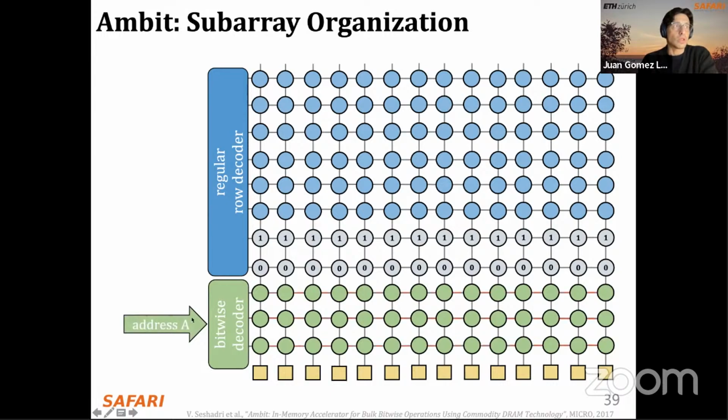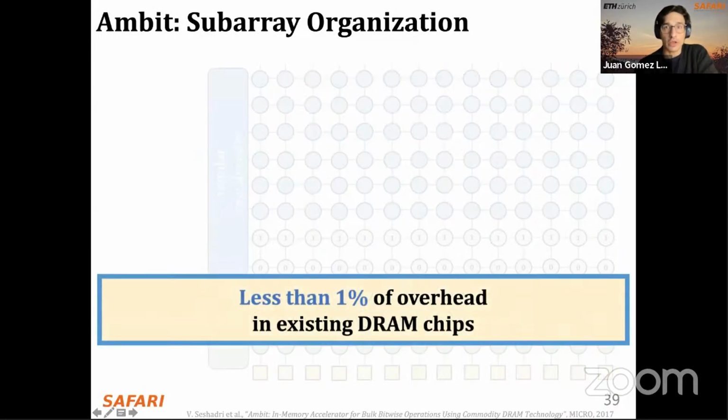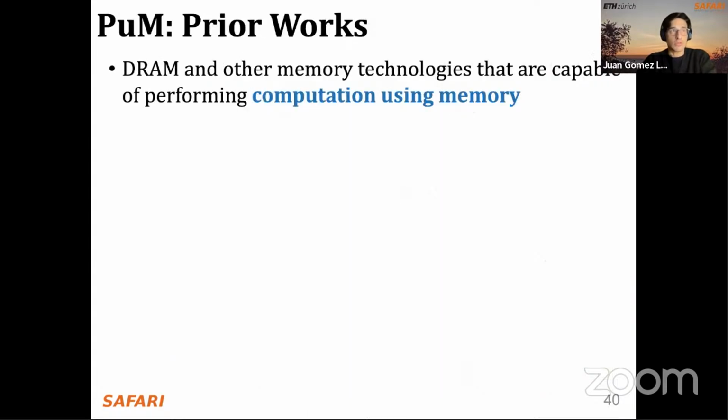And when this bitwise decoder receives some address from the memory controller, this address actually represents the 3 rows that are going to be activated at the same time. And all of this can be done with very little overhead. According to the Ambit paper, less than 1% of overhead in existing DRAM chips.